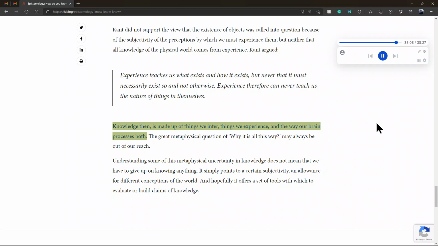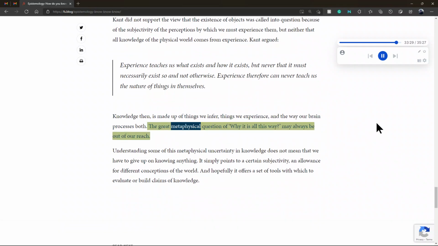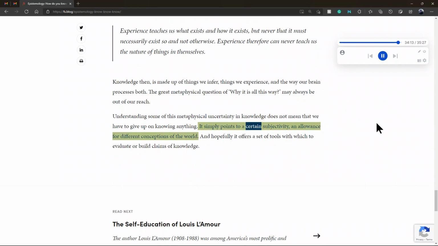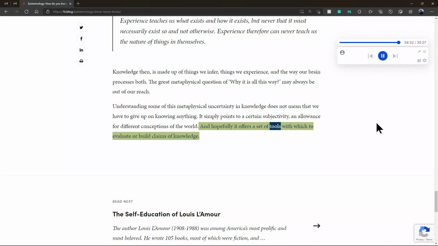Knowledge, then, is made up of things we infer, things we experience, and the way our brain processes both. The great metaphysical question of why it is all this way may always be out of our reach. Understanding some of this metaphysical uncertainty in knowledge does not mean that we have to give up on knowing anything. It simply points to a certain subjectivity, an allowance for different conceptions of the world. And hopefully it offers a set of tools with which to evaluate or build claims of knowledge.